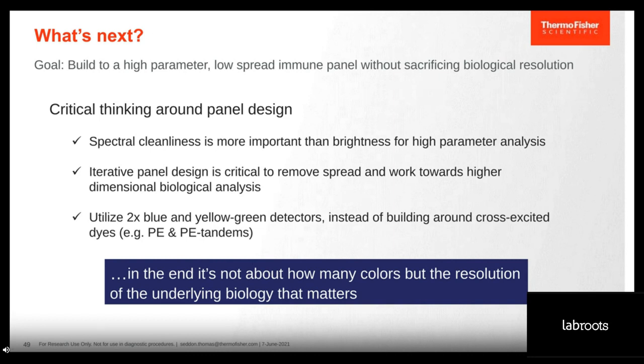But if you don't have the resolution, then you really don't have good science, and that's what's really important, whether that's on a conventional cytometer or a spectral cytometer. And so just really thinking about, not just the specifics of this, but rather, how can we continue to build better panels where we're getting the biology that we're interested in understanding.